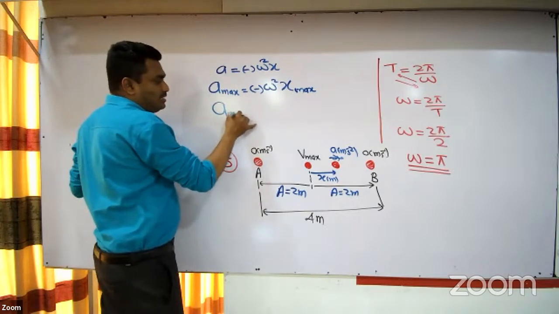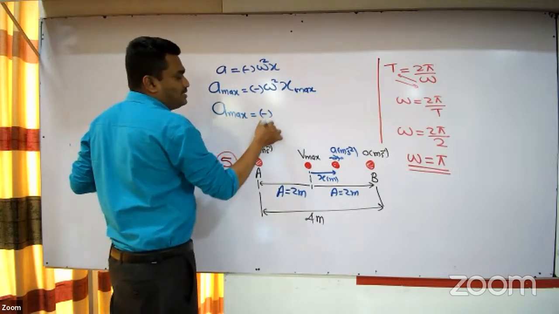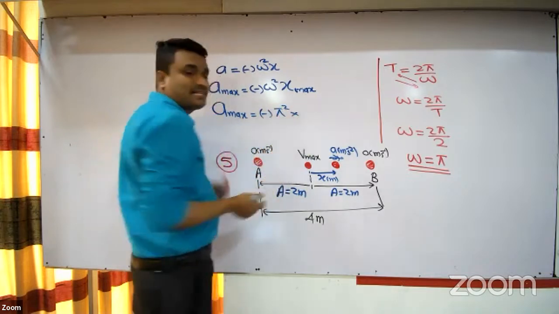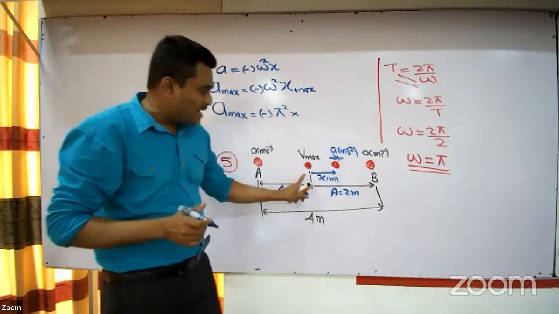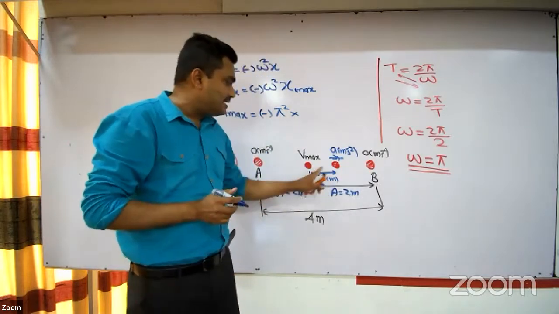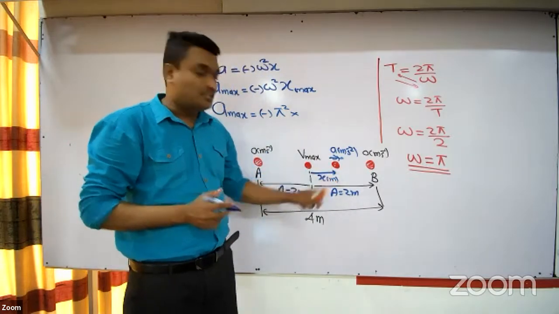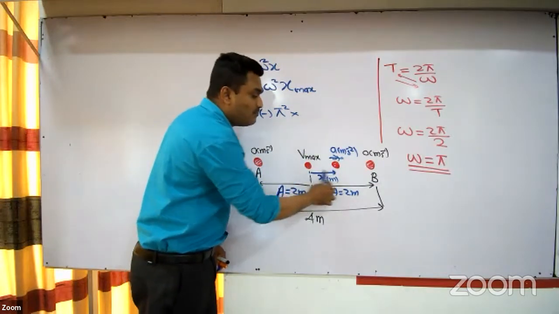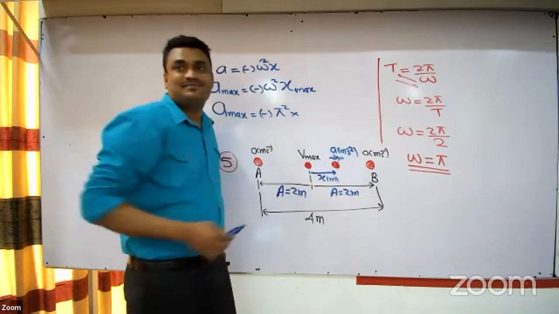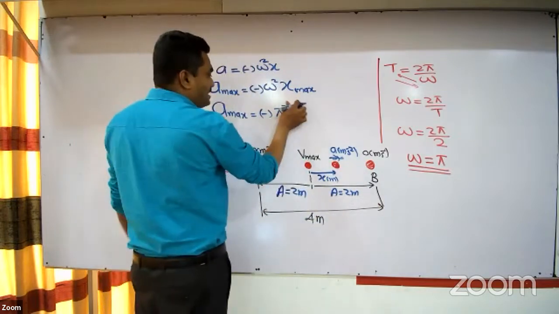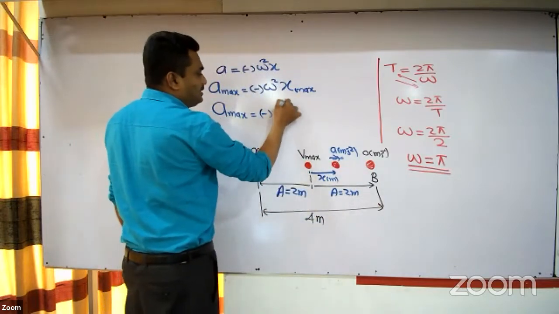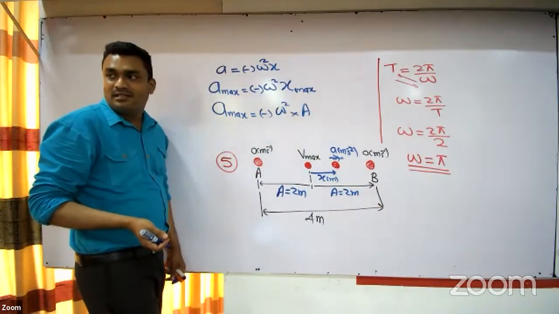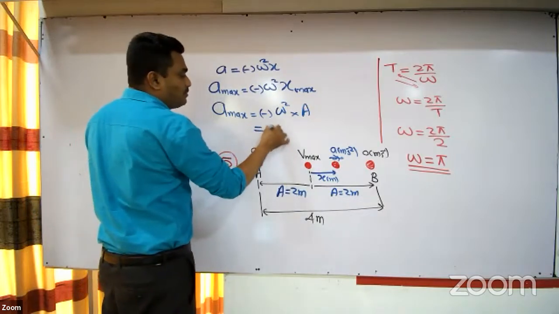So a max equals minus omega square. What is the maximum value of x here? The maximum possible value of x is the displacement. x is the displacement of the particle from the middle position. The maximum value of x is A. From this you can find the maximum acceleration. No need to worry about the minus sign.